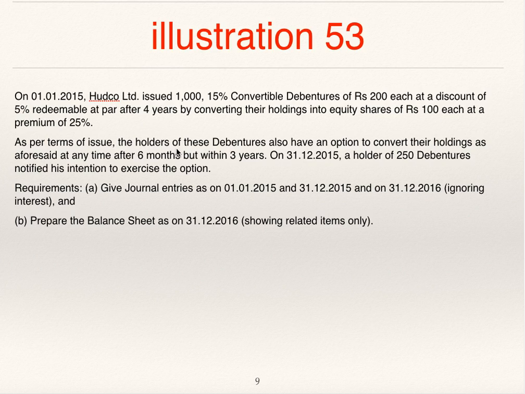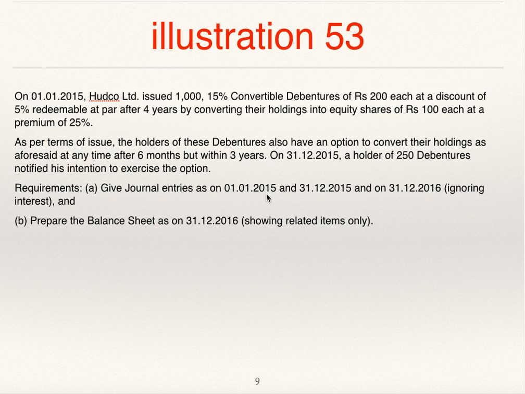As per terms of issue, the holders of this debenture also have an option to convert their holdings as aforesaid at any time after 6 months but within 3 years. On 31st December 15, a holder of 250 debentures notified his intention to exercise the option. 1000 debentures were issued on 1/1/15, and on 31st December 15, the debenture holder who was having 250 debentures exercised this option, that is his 250 debentures were converted into equity shares.